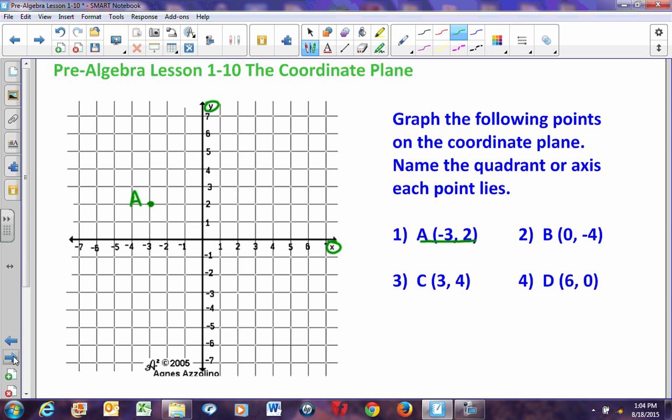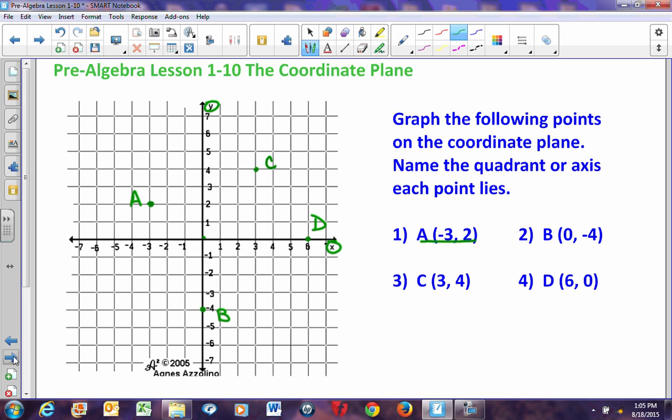B says start at the origin, go 0 units right or left, and 4 units down. 1, 2, 3, 4. So here is letter B. Letter C says start at your origin. You always start at your origin. Travel 3 units to the right, 4 units up. So here's letter C. And D says travel 6 units to the right, 4, 5, 6. No units up or down. Here's letter D. So now we have graphed all our points.